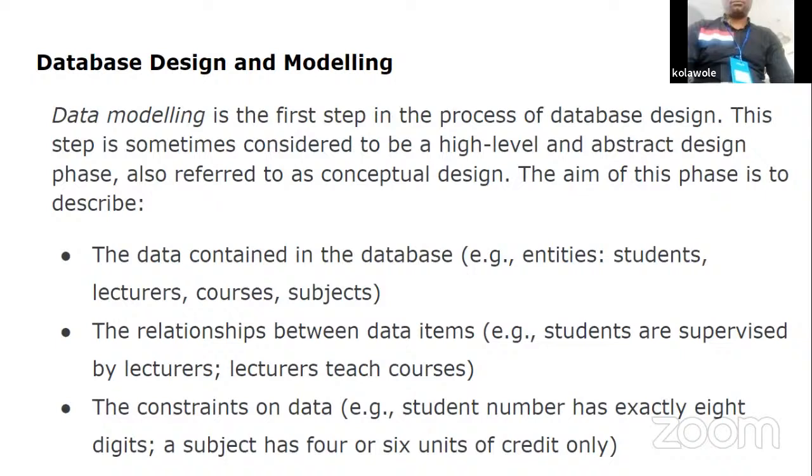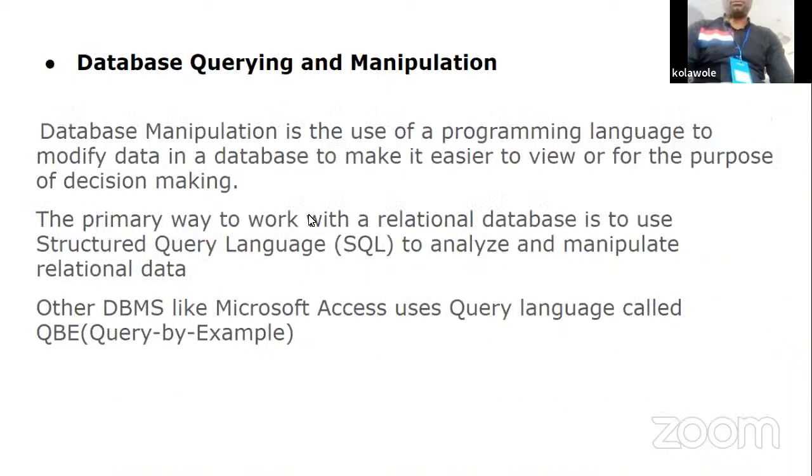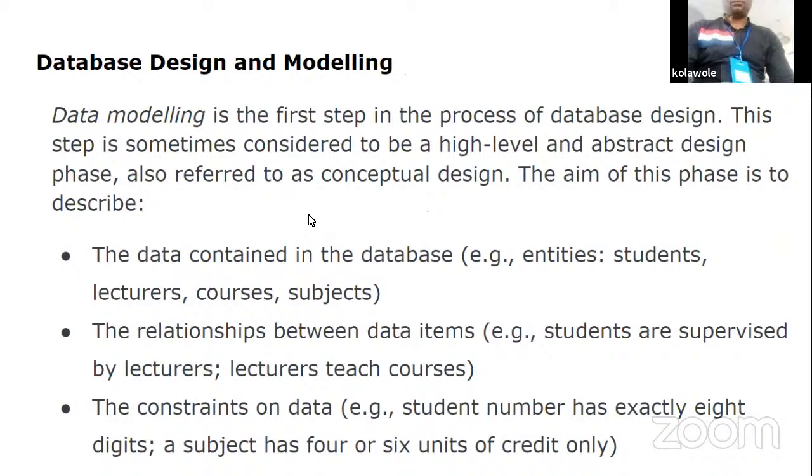Then the relationship between the data: students are supervised by lecturers, lecturers teach courses. So these are the relationships I'm talking about. So we have a student table, we have a lecturer table, we have a course table. So find a way to link all the tables together. That will be the relationship.